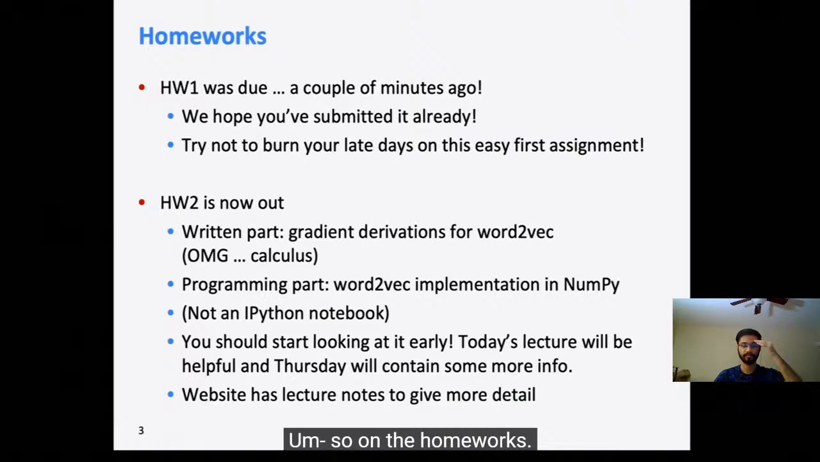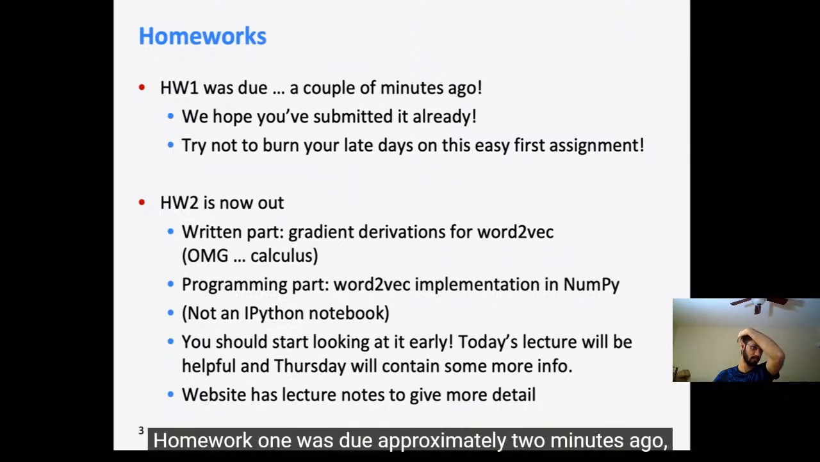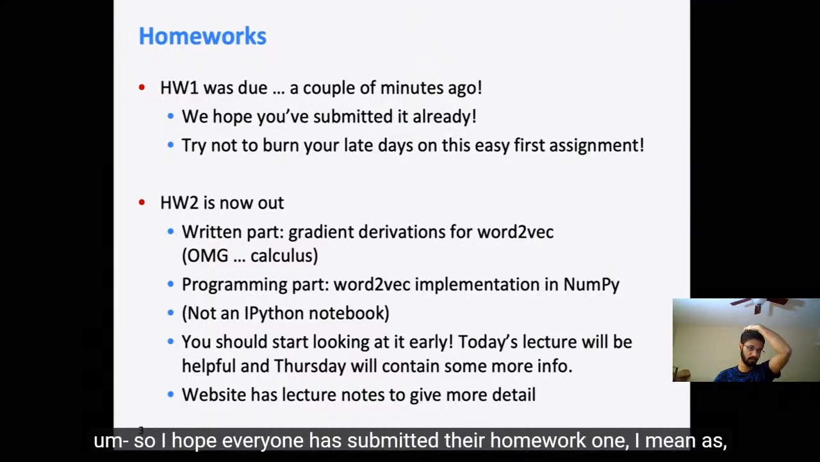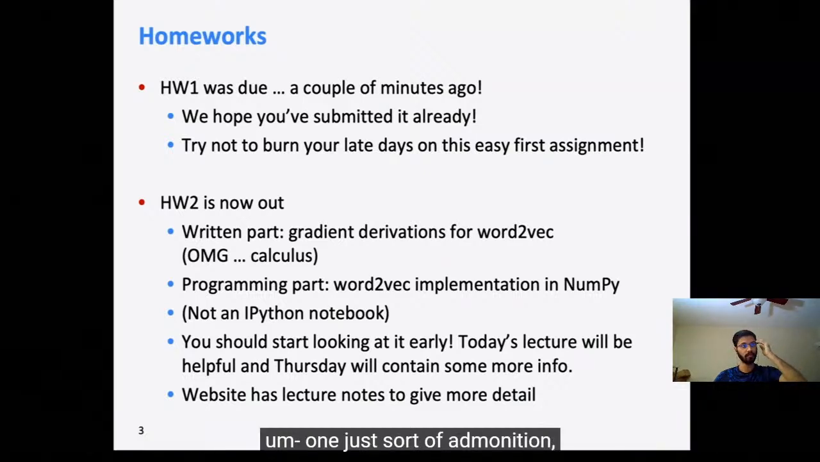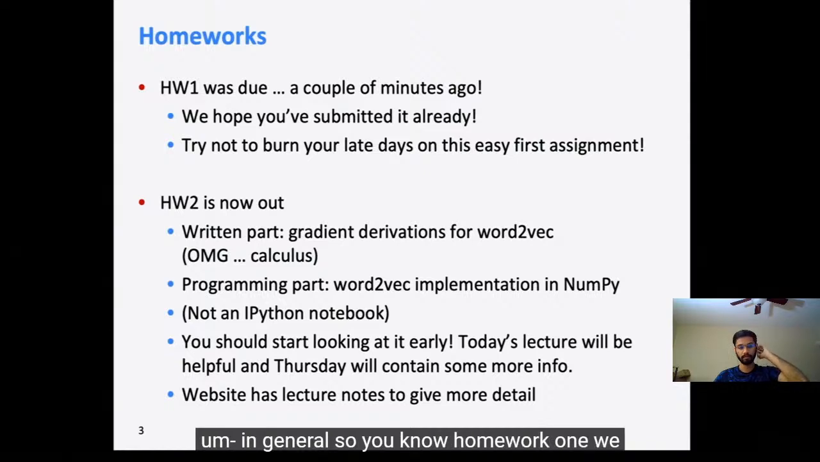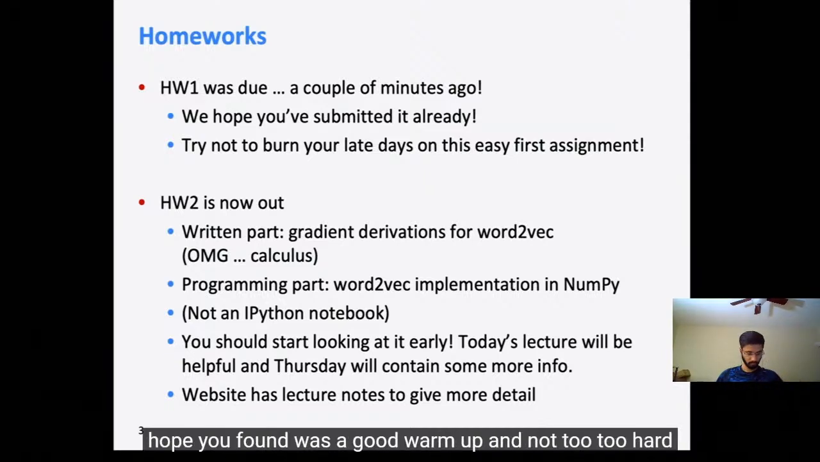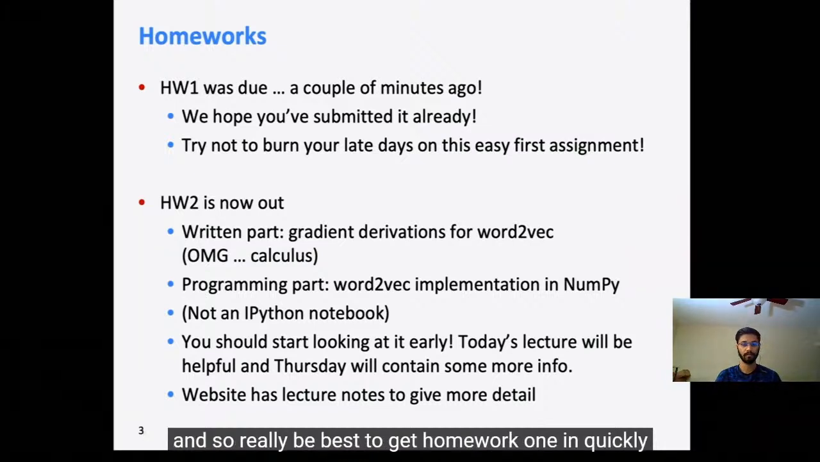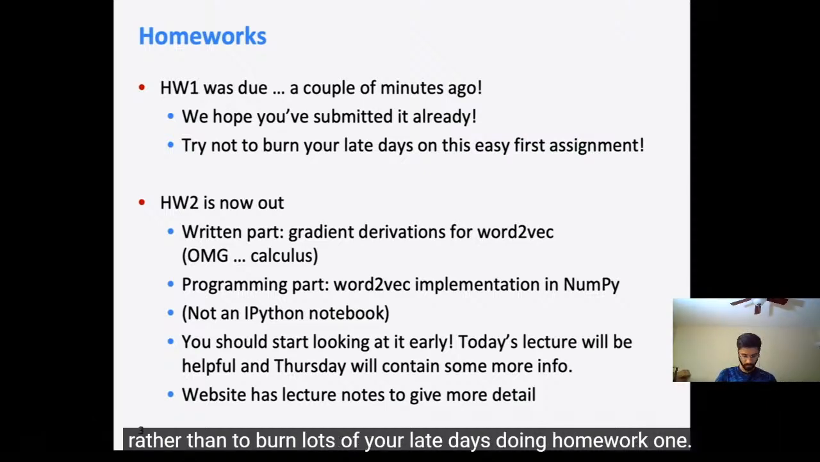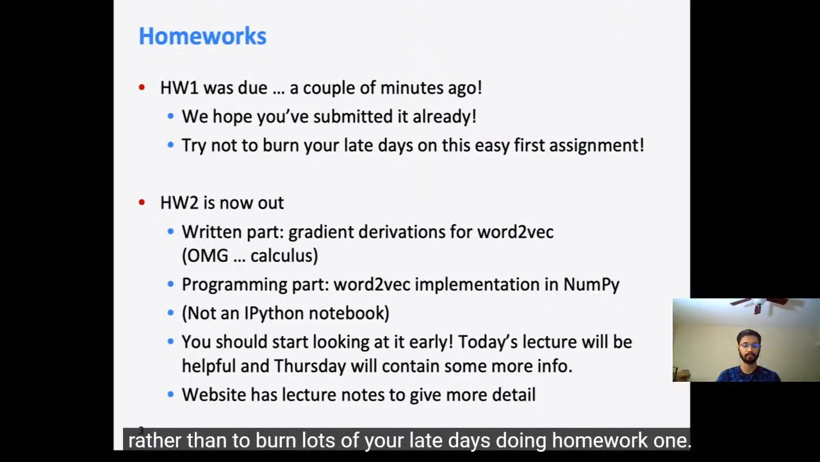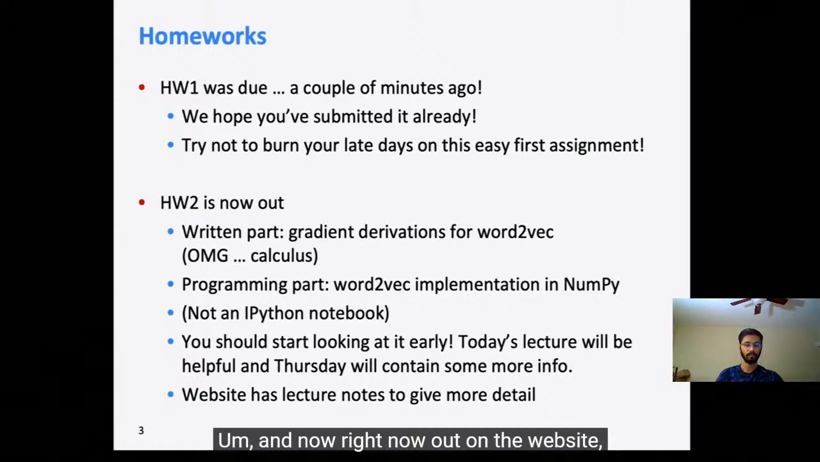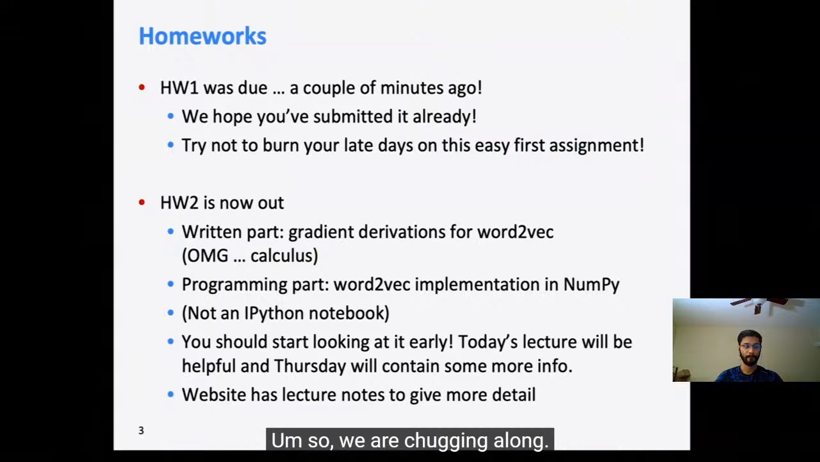On the homeworks, homework 1 was due approximately 2 minutes ago. So I hope everyone has submitted their homework 1. As one admonition, homework 1, we hope you found, was a good warm-up and not too hard, so it'd really be best to get homework 1 in quickly rather than burn lots of your late days doing it. And right now, out on the website, there's homework 2, so we're chugging along.